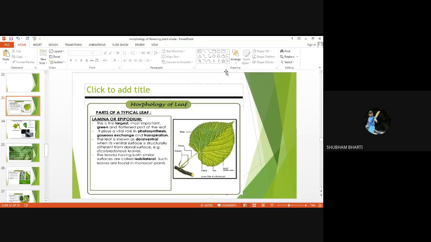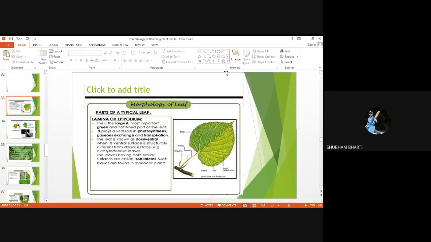We will discuss the morphology of the leaf, the typical leaf and its modification. Parts of a typical leaf: the leaf is basically green in color. Leaves are the most important green appendages of the shoot, which are meant for the manufacture of organic food by the process of photosynthesis, and it is developed from the primordium.